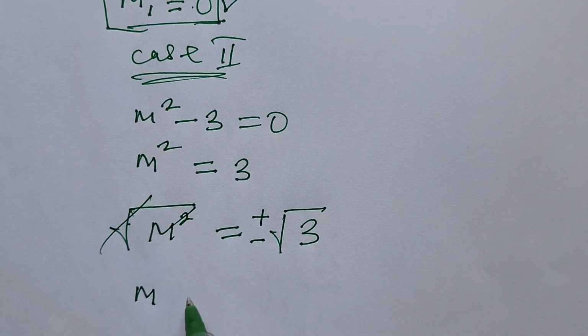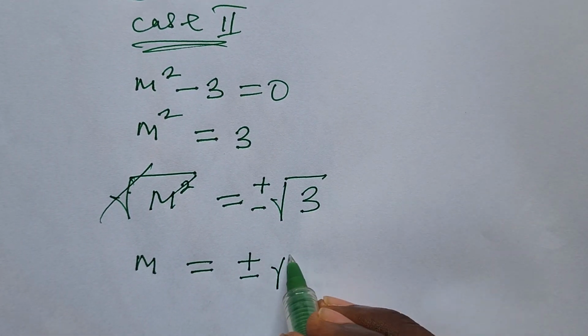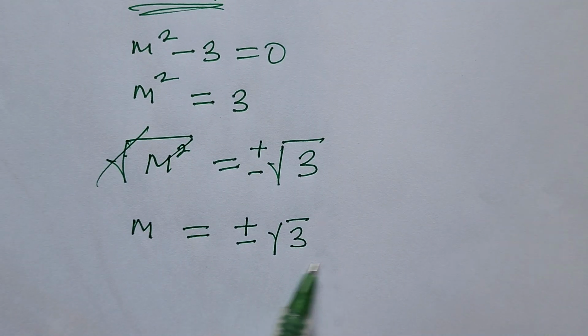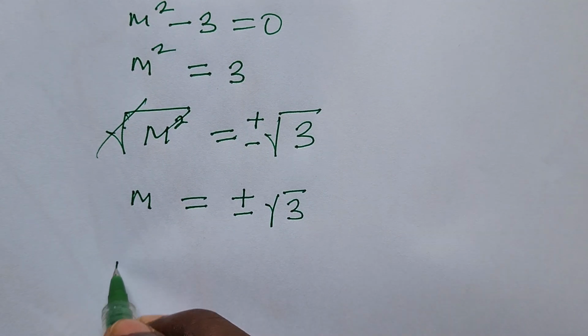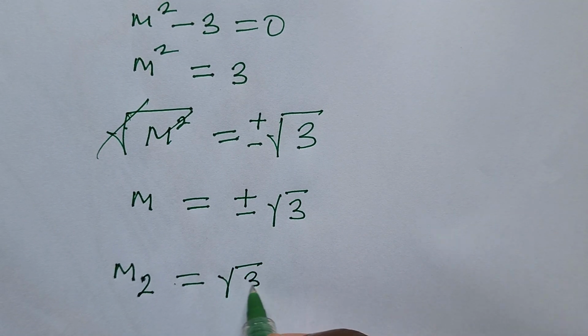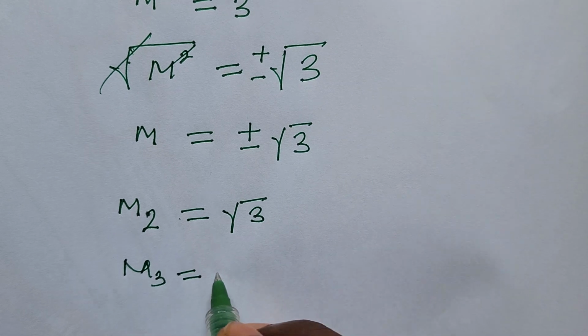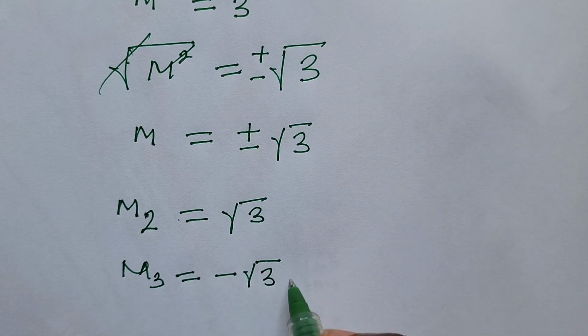So our m is now standing alone. m equals plus or minus the square root of 3. So here we have 2 roots from here. This will give us our m2 equal to a positive root 3, and our m3 will give us negative root 3.